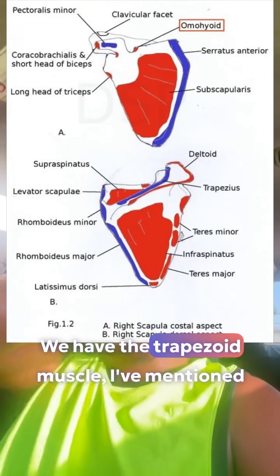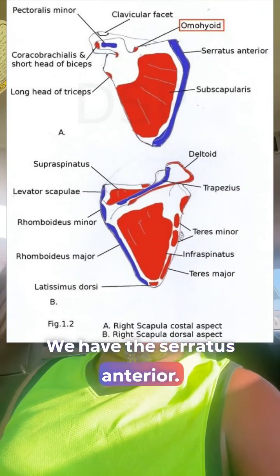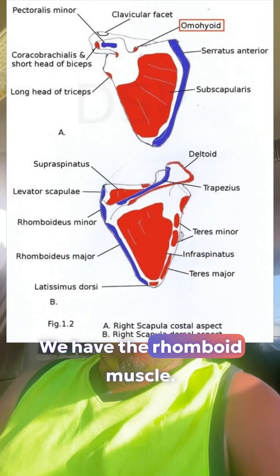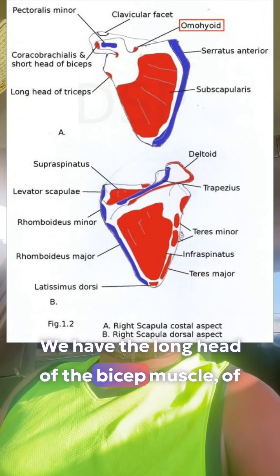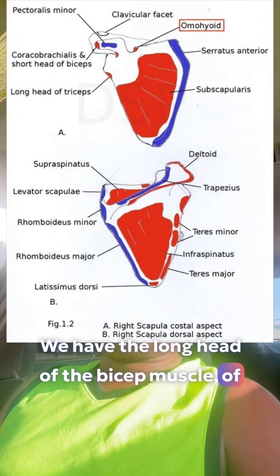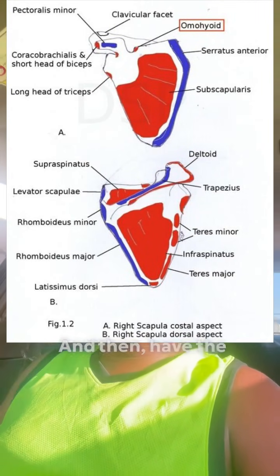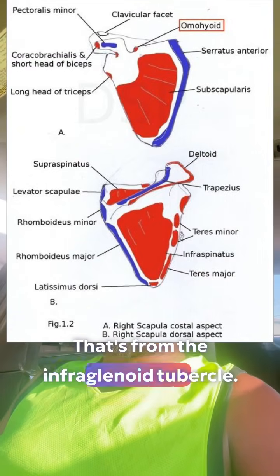We have the trapezius muscle, which I've mentioned. We have the serratus anterior, the rhomboid muscle, the long head of the biceps muscle, from the supraglenoid tubercle, and then we have the long head of the triceps, which is from the infraglenoid tubercle.